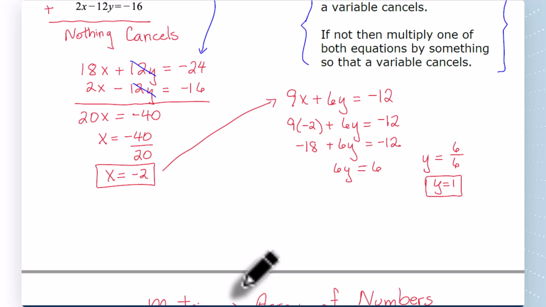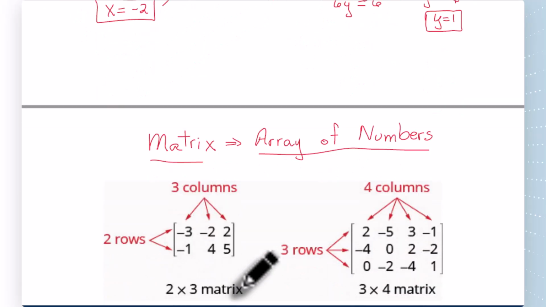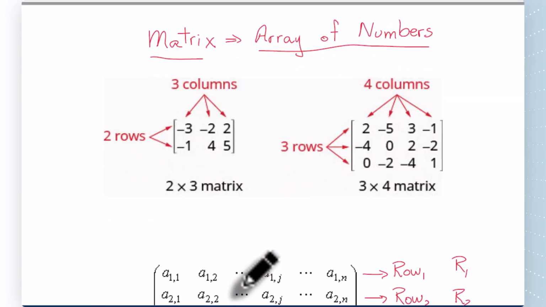We do have one more method, and it uses matrices. And what is a matrix? A matrix is an array of numbers. All right, so in this case, I've got this square bracket thing, which is a matrix. It has 2 rows, it has 3 columns, and so we say it is 2 by 3. This matrix has 1, 2, 3 rows, but 4 columns, and so it is 3 by 4.